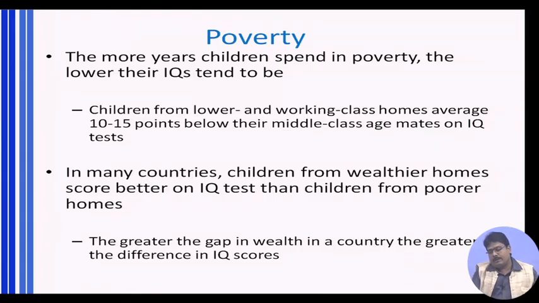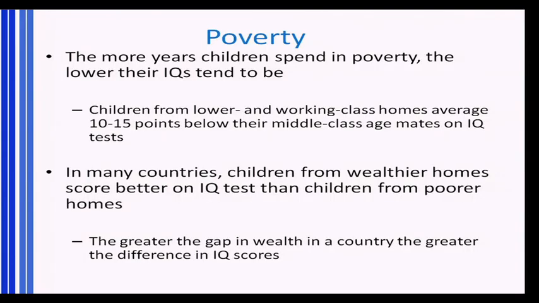However, poverty has been seen as a big influential factor in the development of children's intelligence, because poor children are not able to afford expenses in schooling, buying schooling materials, or going for extra tuitions, etc. Children from lower and working class homes average 10 to 15 points below their middle class age mates on IQ tests. In many countries, children from wealthier homes score better on IQ tests than children from poor homes, because high socioeconomic status children are likely to enjoy better facilities and availabilities in comparison to their counterparts in poor homes.